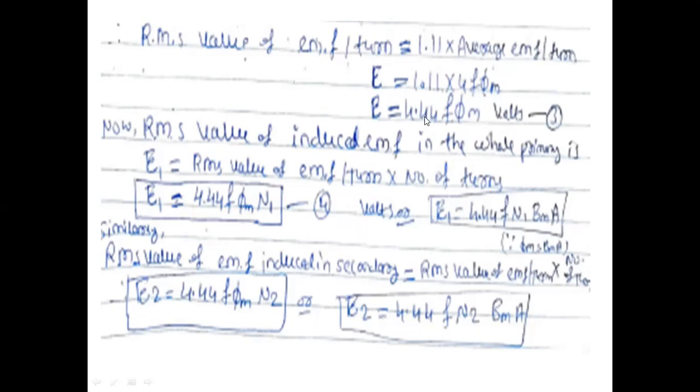Therefore, E equal to, see here, 1.11 into 4 is nothing but 4.44. We can write 4.44 f phi m volts. This one you consider as equation number 3. You write this one in the box.